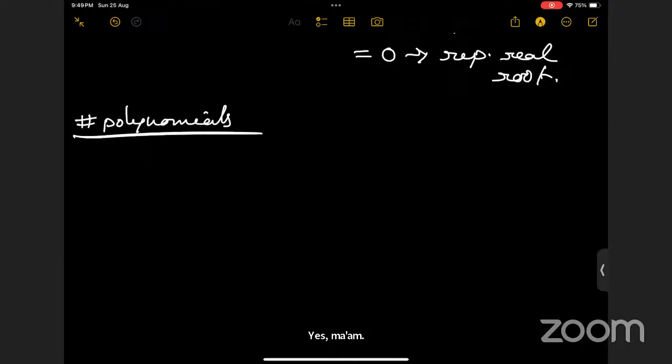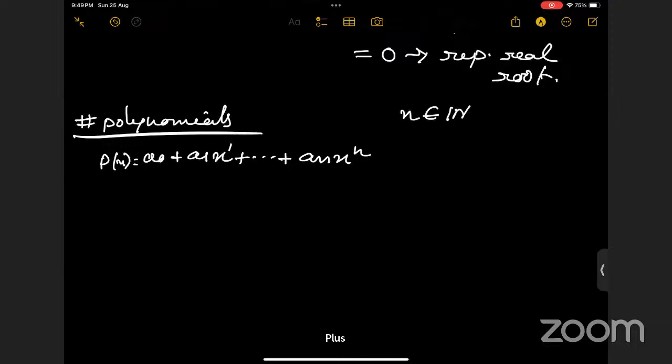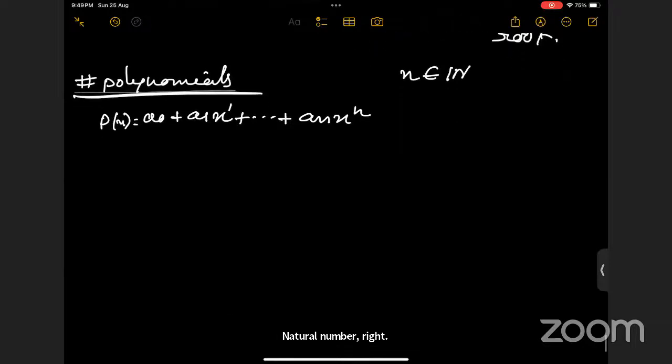So what we know, a polynomial is a polynomial in X. It is a0 plus a1 X plus dot dot dot plus an Xn. This n belongs to the natural numbers, right? Or some natural number. And this n is called the highest degree.